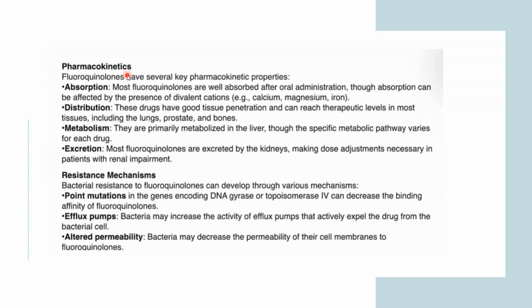So these are the four things involved in pharmacokinetics: absorption, distribution, metabolism, and excretion. This is how your body absorbs, distributes, metabolizes, and excretes your drug. This is what your body does to the drug, and that is known as pharmacokinetics.